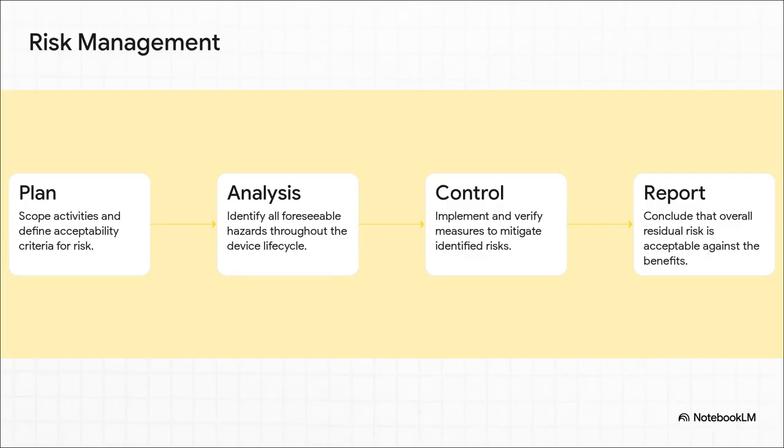At the absolute heart of your evidence is risk management, and you have to do it according to the EN ISO 14971 standard. Now, please hear me on this. This is not a checklist you do once and then file away. It's a living, breathing cycle. First, you plan your entire process. Then, you analyze every single hazard you can possibly think of, from a design flaw to a user error, all the way to disposal. Then you implement real controls to bring those risks down. And finally, you have to write a report that concludes that whatever risk is left is totally acceptable when weighed against the benefits. This whole process is a loop that never stops as long as your device is on the market.